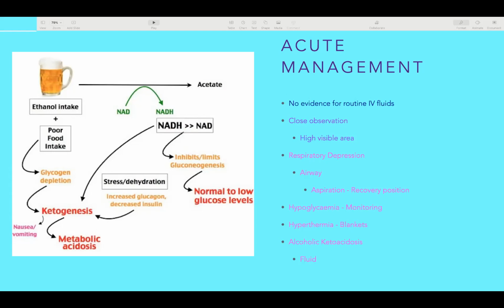But these patients will often regain consciousness, or after a couple of hours of observation will wake themselves up and usually be able to be discharged from the department. But they need to be in close observation, so they need to be in a highly visible area in your department, and they need to have regular obs, looking out for evidence of airway depression, hypoglycemia, and hypovolemia, so blood pressure monitoring, heart rate, etc. With respiratory depression, certainly the concern would be airway and the aspiration risk.